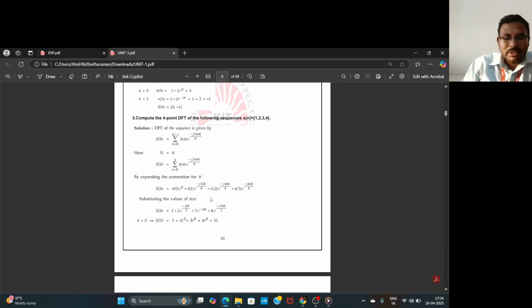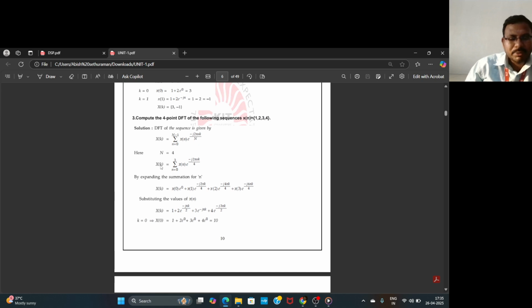Similarly, we are using the direct formula. So you can see the third problem. Compute the 4-point DFT of the following sequence x of n equal to 1, 2, 3, 4. The DFT formula is denoted X of k equal to summation n equal to 0 to N minus 1 x of n e power minus j 2 pi nk divided by capital N. Here capital N value is 4.